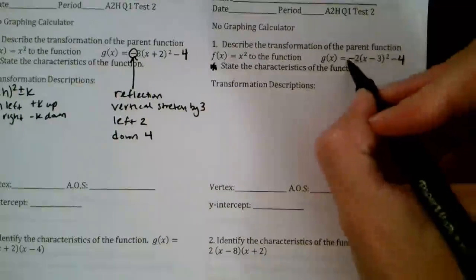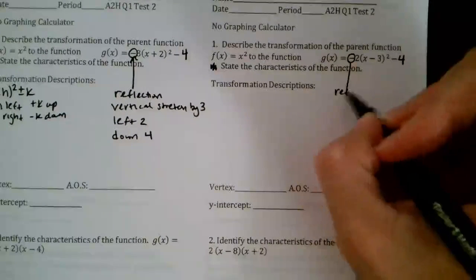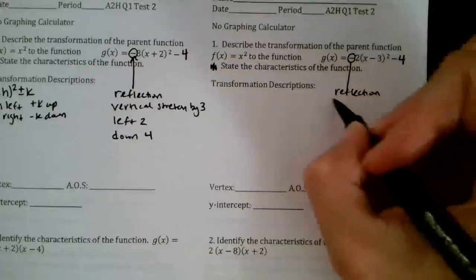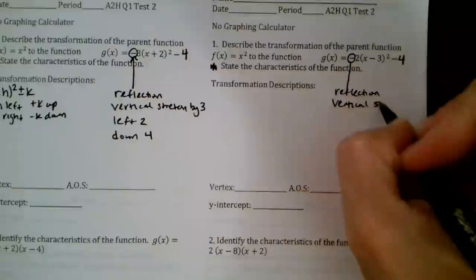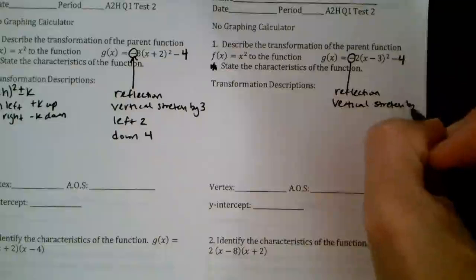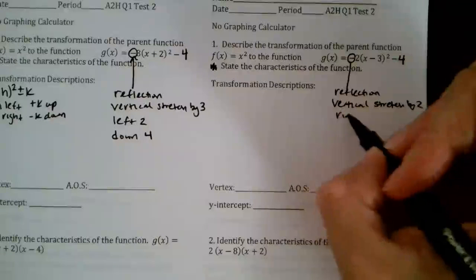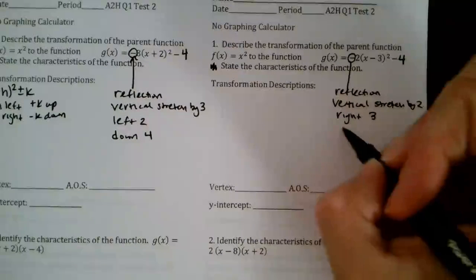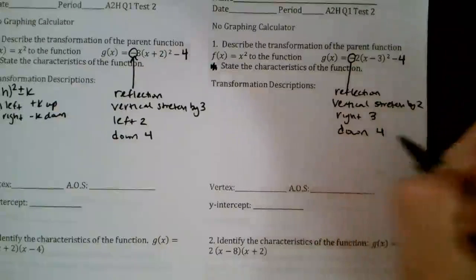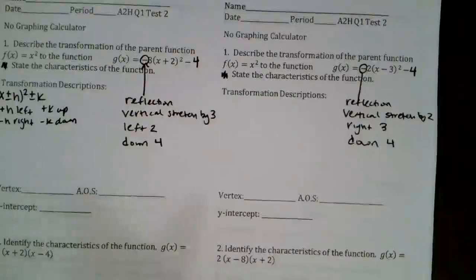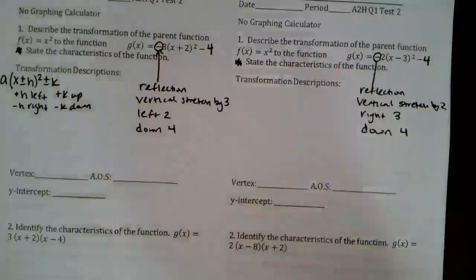Okay, over here we have a reflection. We have a vertical stretch by 2. We have a right 3, and we have a down 4. Okay, those are our descriptions.